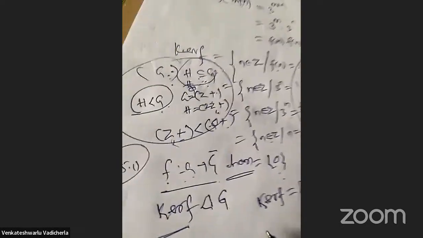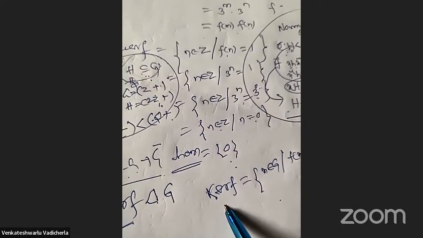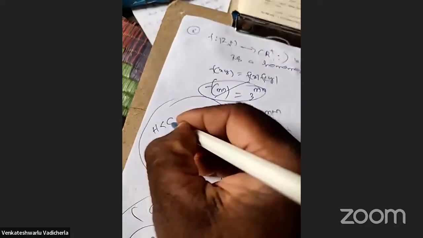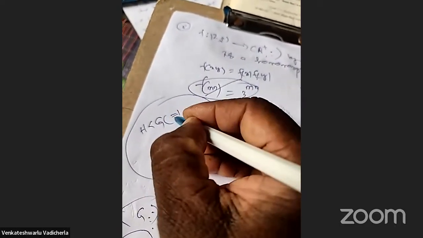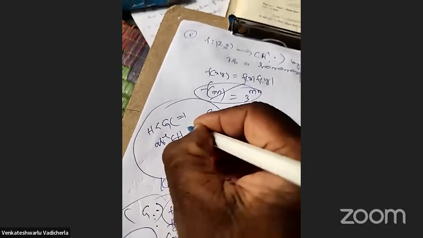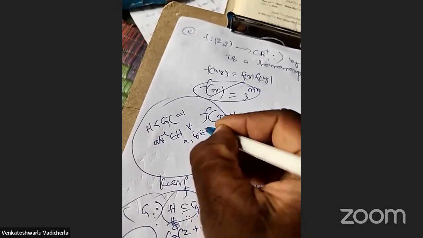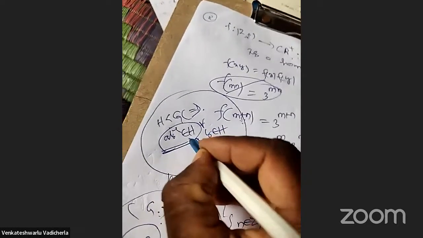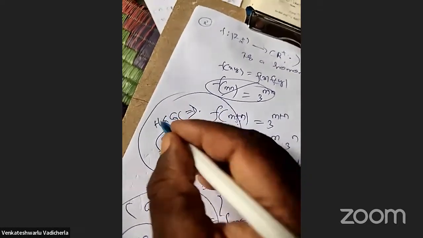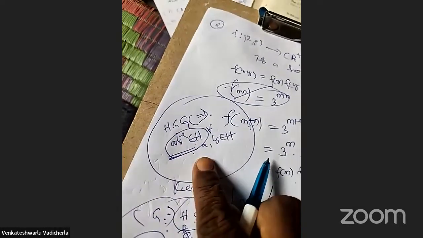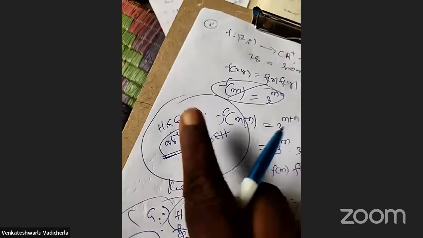Before normal subgroup, we first learn subgroup. In subgroup there is also a theorem. What is the theorem? H is a subgroup of G if and only if a b inverse belongs to H for all a, b belonging to H. If this condition is satisfied, then H is a subgroup.